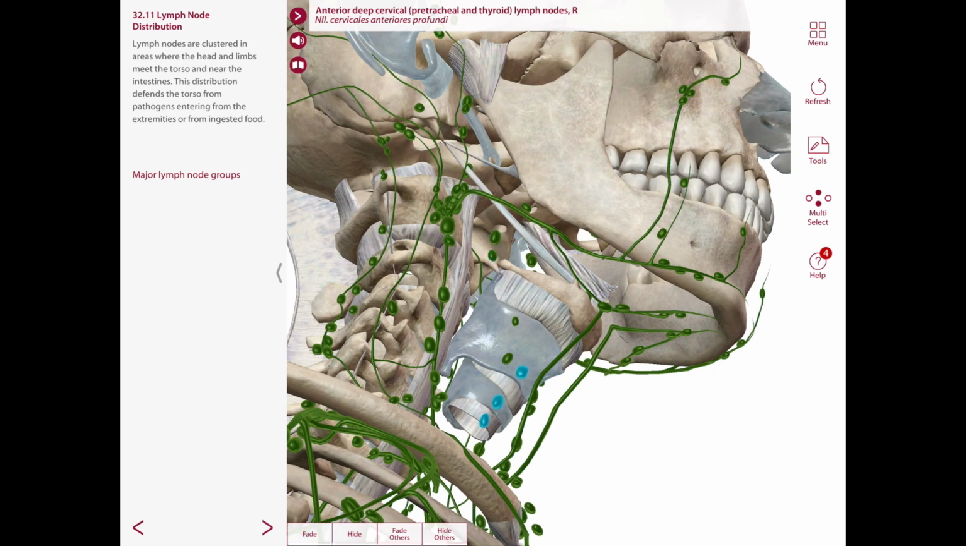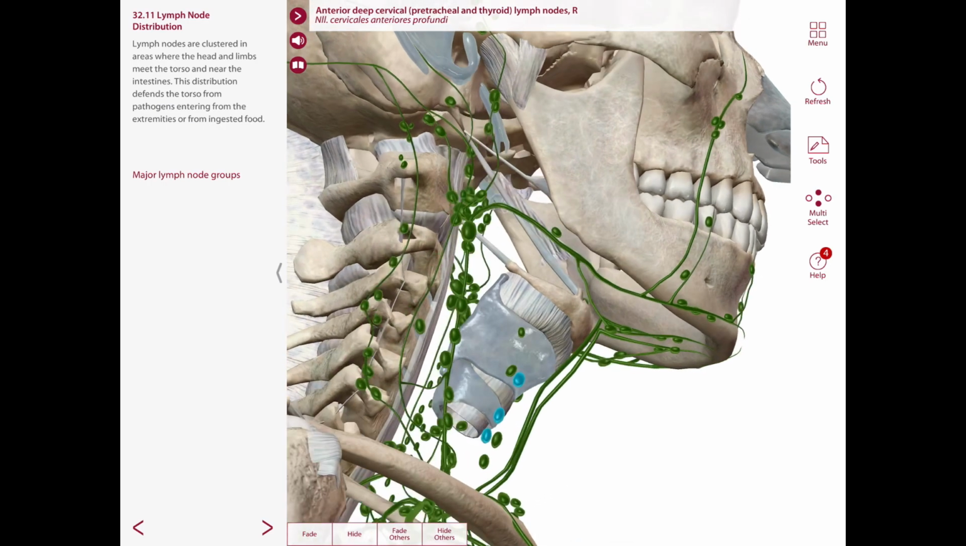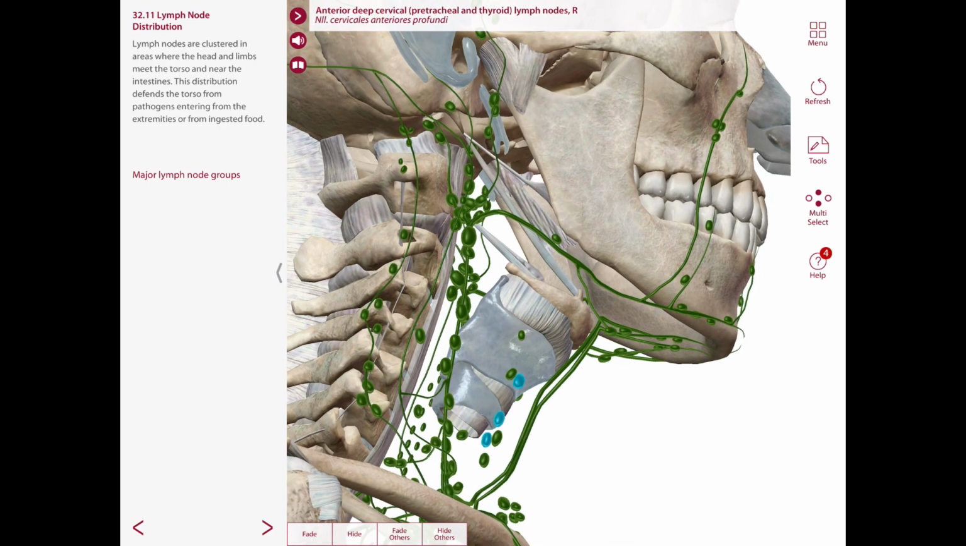We also have some additional nodes associated with the cervical viscera, for example, the pretracheal and the thyroid lymph nodes. These are going to receive lymph from the larynx, the trachea, the lower pharynx, the esophagus even, and the thyroid gland. And there are also some lymph nodes in the posterior triangle of the neck along the course of the accessory nerve and the transverse cervical vessels.